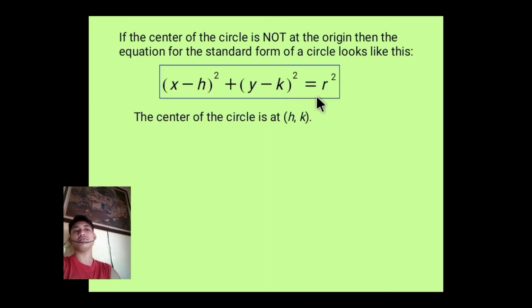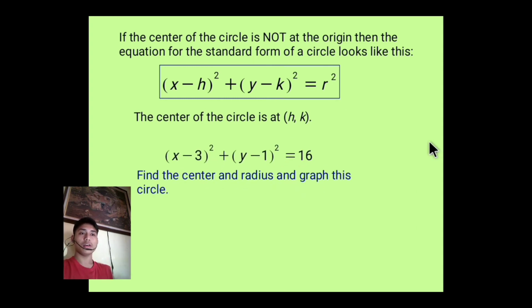Now, if the center of the circle is not at the origin, then the standard form of the equation of a circle looks like this: (x minus h) squared plus (y minus k) squared equals r squared. The center of the circle is at the coordinates (h, k). Now, for the example: (x minus 3) squared plus (y minus 1) squared equals 16.